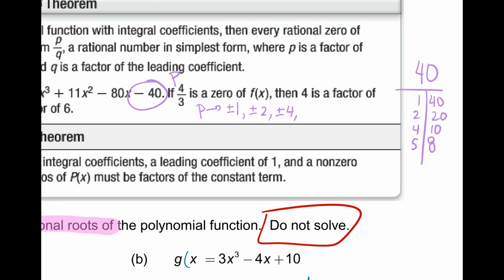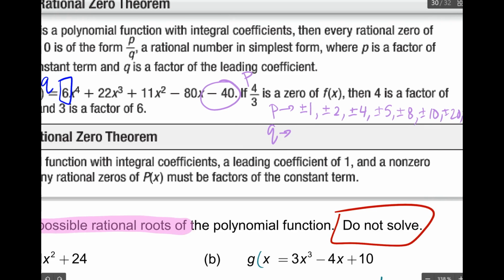I could have positive 1, negative 40, or negative 1, positive 40. That's why I'm having all of them be plus or minus. So plus or minus 1, 2, 4, 5, 8, 10, 20, and 40. Those are my factors of P. My Q here was 6, so I need all the factors of 6. That's plus or minus 1, plus or minus 2, plus or minus 3, plus or minus 6. Those are all the different factors that multiply to 6.